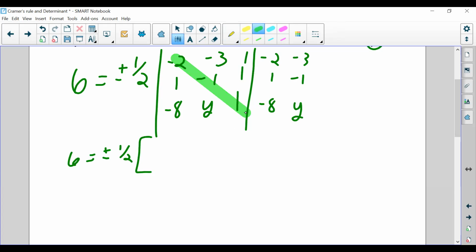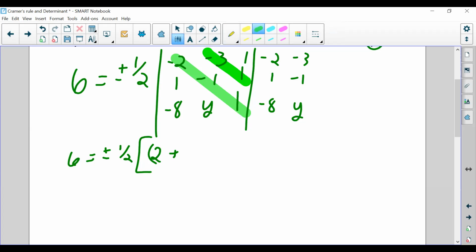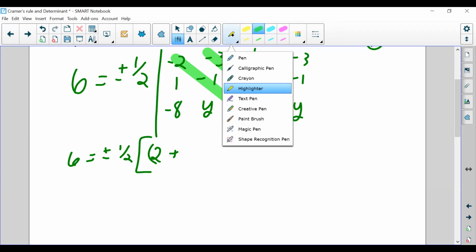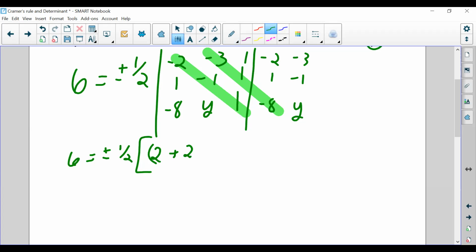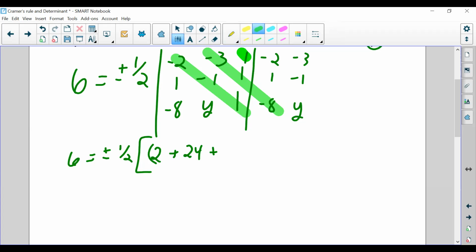Diagonals down is -2 times -1 times 1. So what's that? That's just 2. Plus, next diagonal down, -3 times 1 times -8. Positive 24. Plus, next diagonal down, 1 times 1 times y is y.